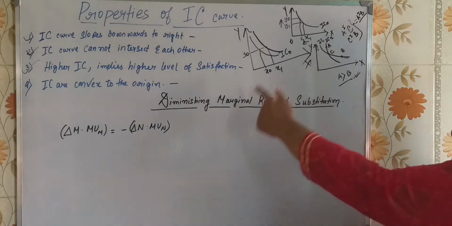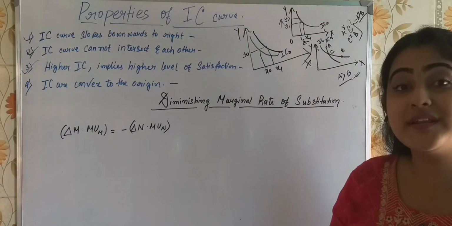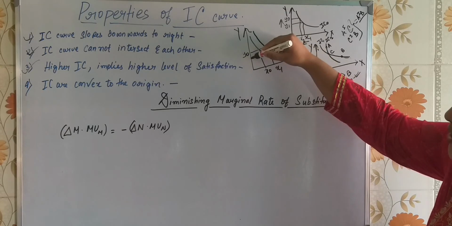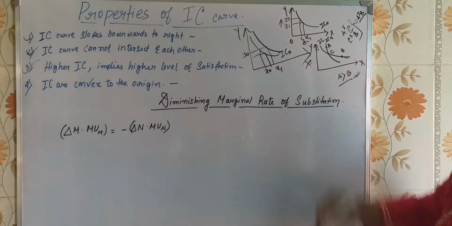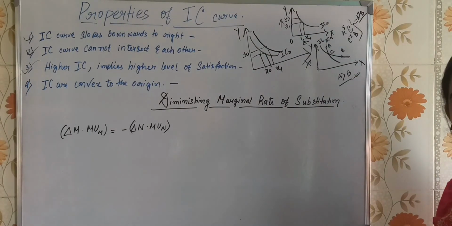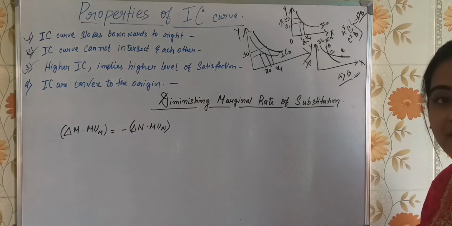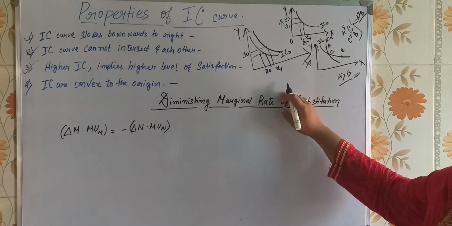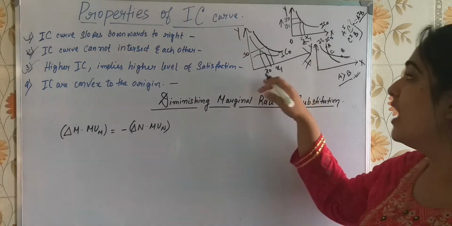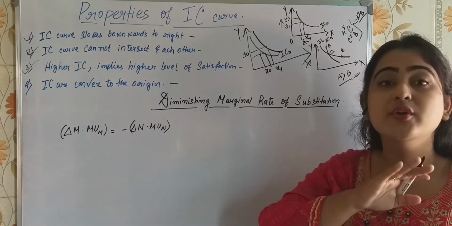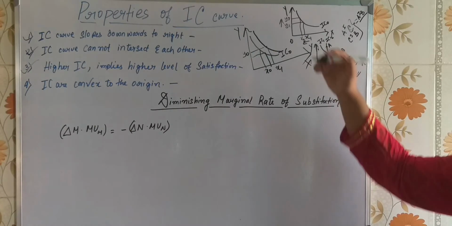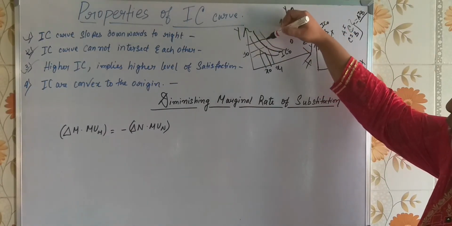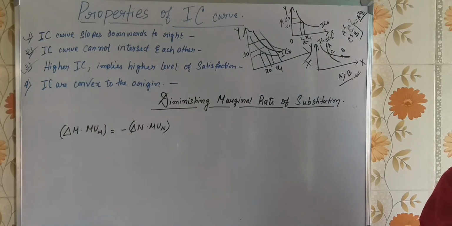So I do not have to sacrifice Y. But if in the same IC curve I wanted to consume more of X, I would have had to sacrifice some units of Y, isn't it? Now I don't actually need to sacrifice any unit of Y. Rather, if I am going for a higher IC curve, you see, more Y, more X, more of Y, more of X, isn't it?